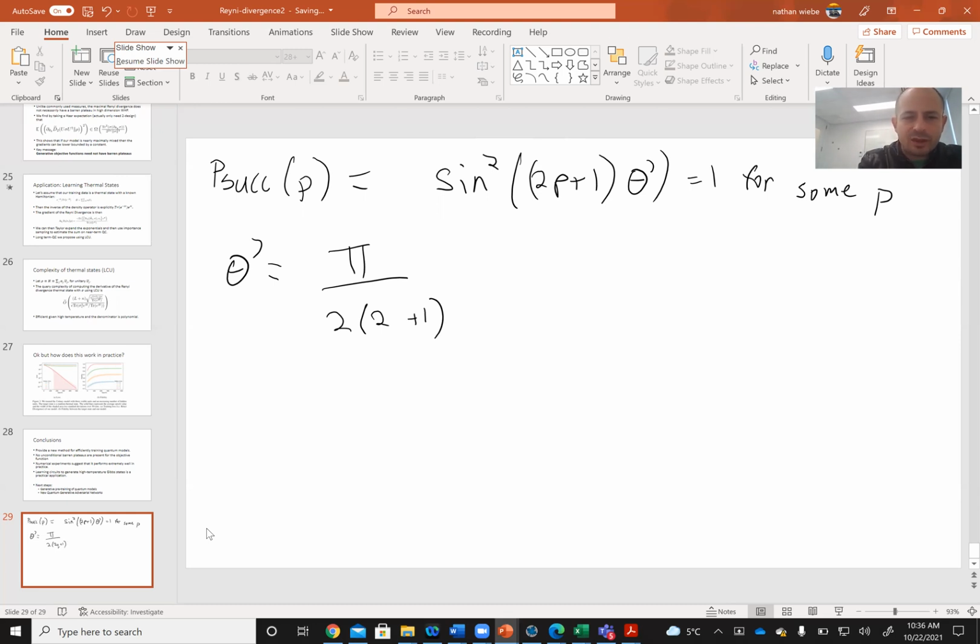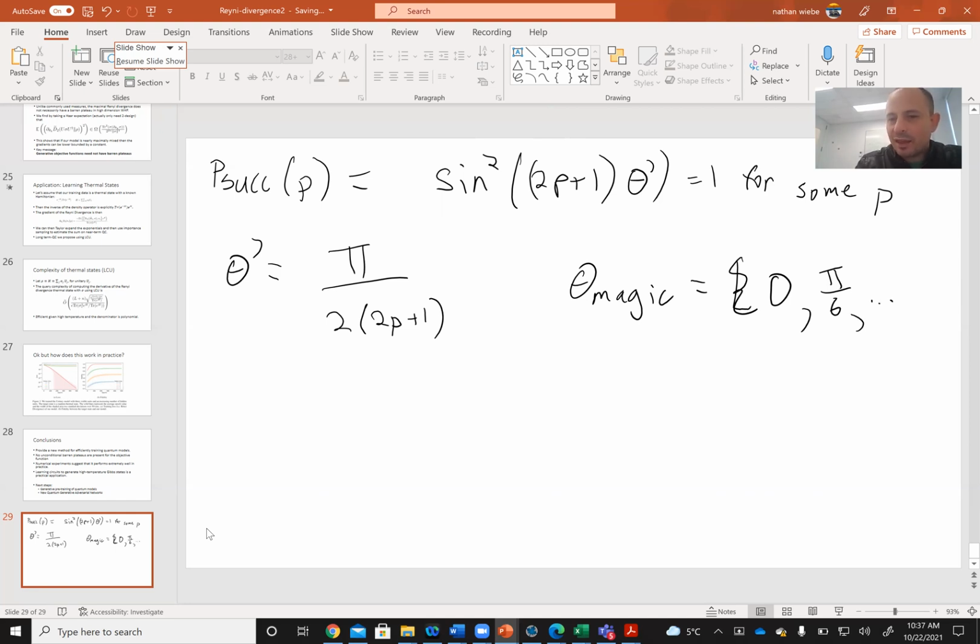Or I guess I should say, let's make it p plus 1. Then at p iterations, the amplitude amplification will boost the success probability up to 100%. And so this ends up creating some values. Okay, so I'll call these the magic angles. So theta magic, the set of these, would be 0, pi by 6, and a whole bunch of other values.